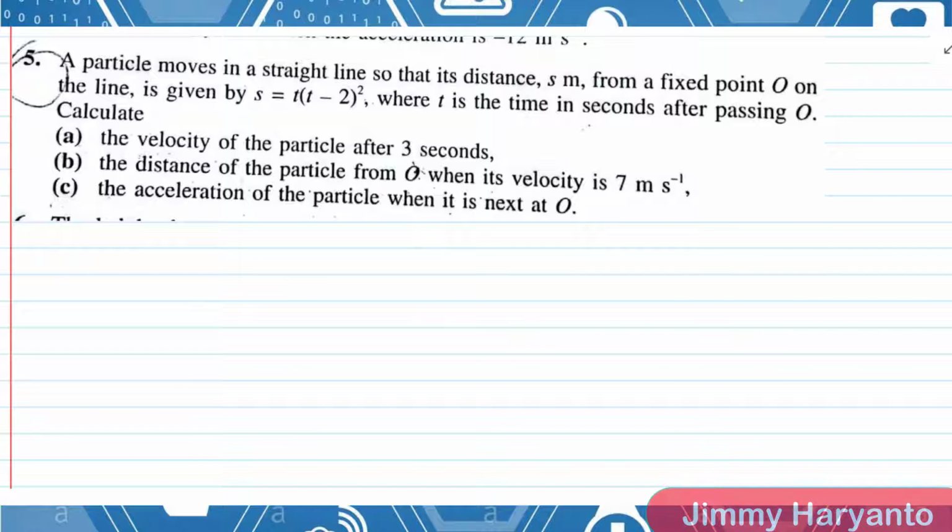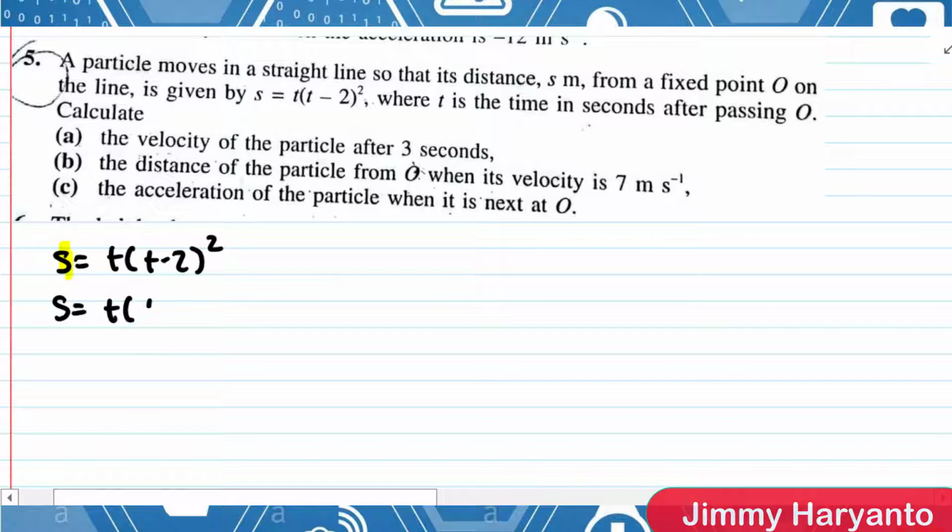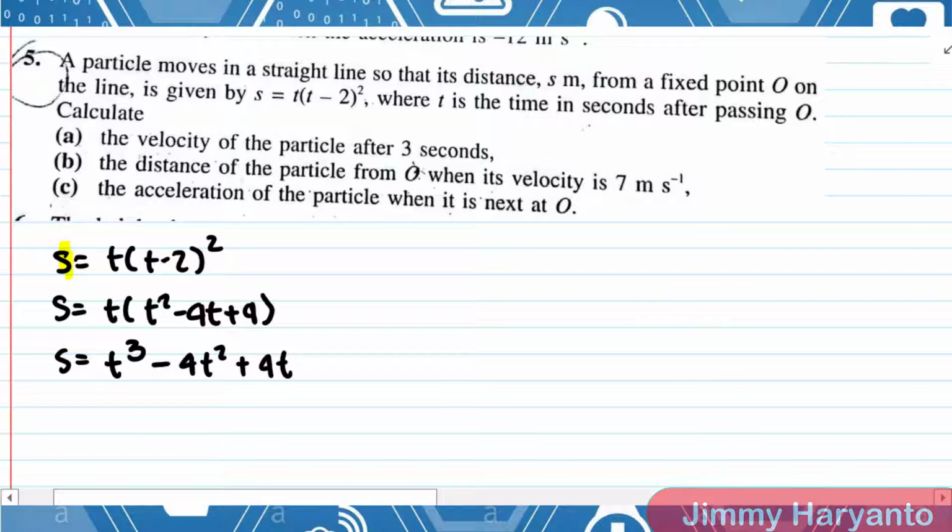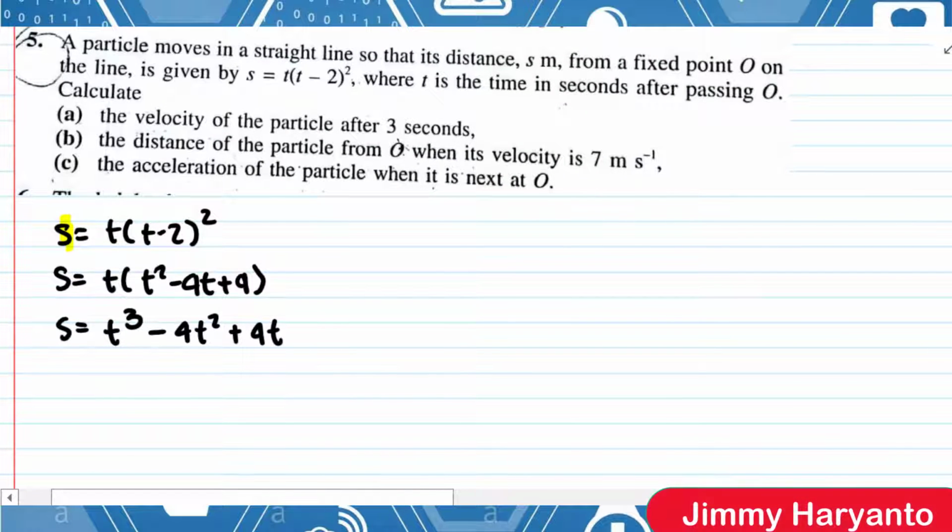We have s equals t in the bracket t minus 2, squared. I will expand this first. s equals t in the bracket t squared minus 4t plus 4. You only have to square it using capek kepiting. So you have s equals t to the power of 3 minus 4t squared plus 4t. Okay, so this is the equation of the displacement, or you can say the position.